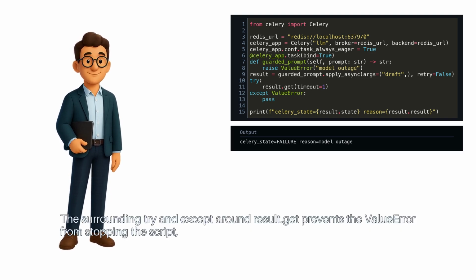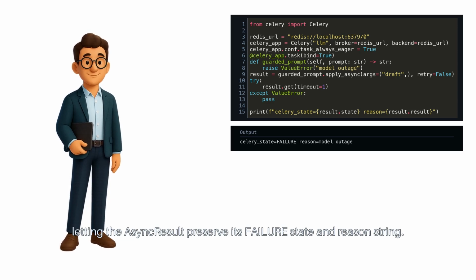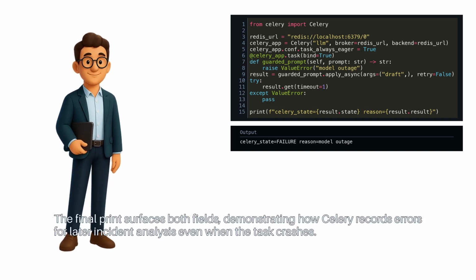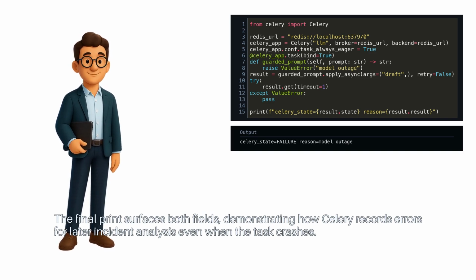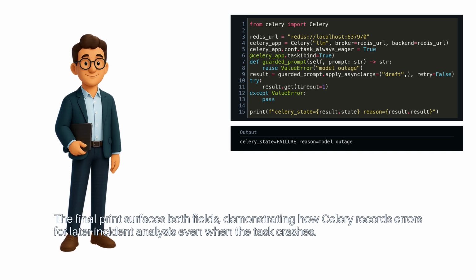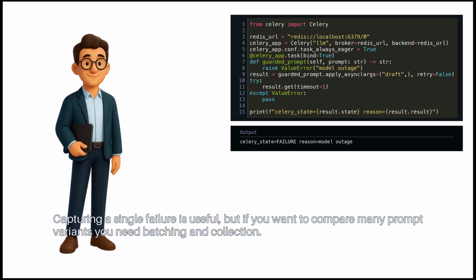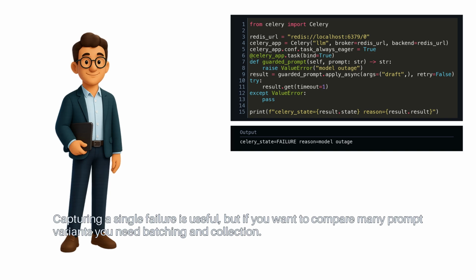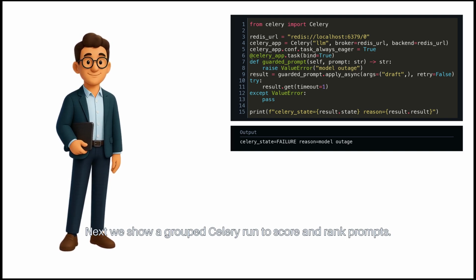The surrounding try and except around result.get prevents the ValueError from stopping the script, letting the async result preserve its failure state and reason string. The final print surfaces both fields, demonstrating how Celery records errors for later incident analysis even when the task crashes. Capturing a single failure is useful, but if you want to compare many prompt variants, you need batching and collection. Next, we show a grouped Celery run to score and rank prompts.